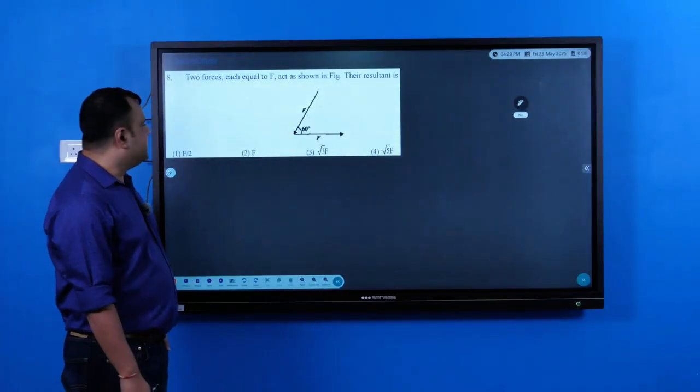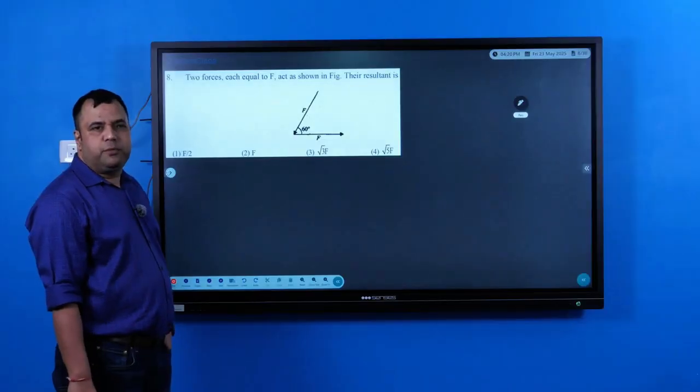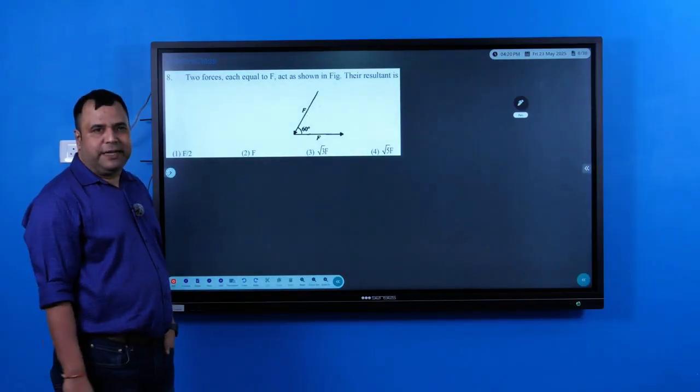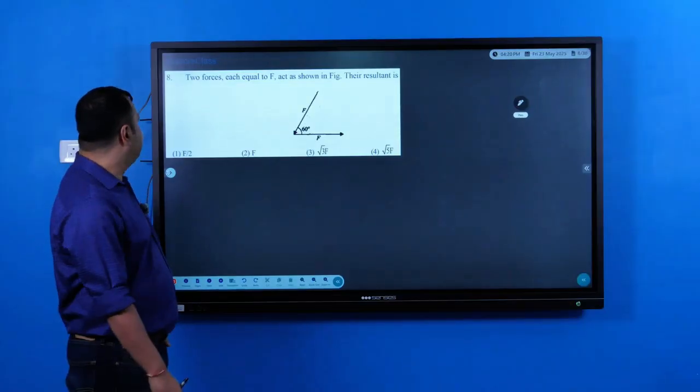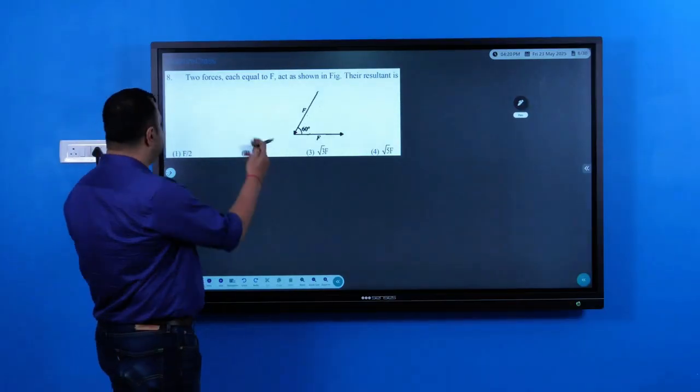So now we will discuss question number 8 from the Facebook 0, which is your rich course, and the chapter is vectors. So this question is from the vector chapter exercise. Question number 8 from the exercise of vector. Now let's read the question.